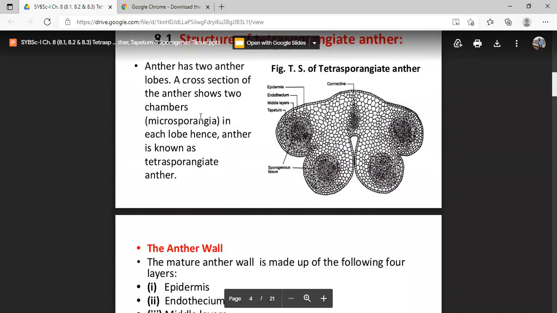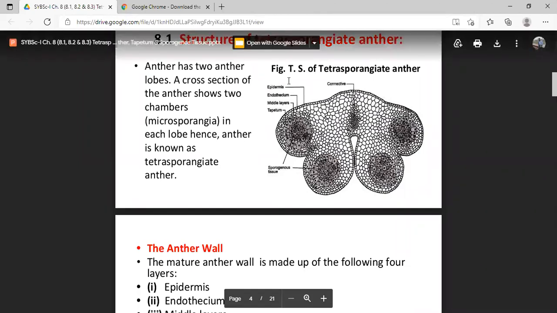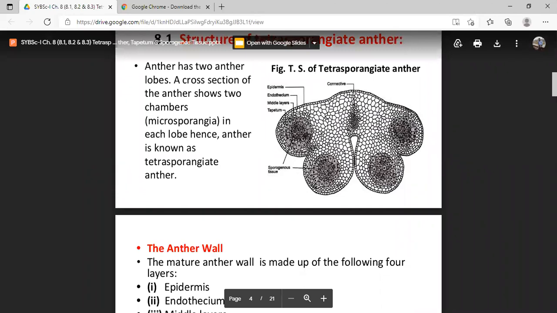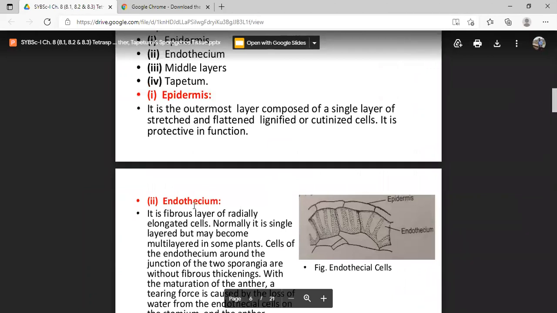That is, it forms a partition between the outer and inner parts, and it obstructs any organism or infections from entering the inner parts. So the main function of the epidermis is protection. If this epidermis gets burst, there may be infection, or there may be loss of the microspores. So if you see here, the next part is the endothecium.